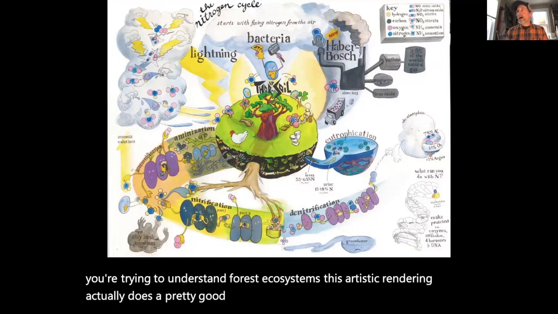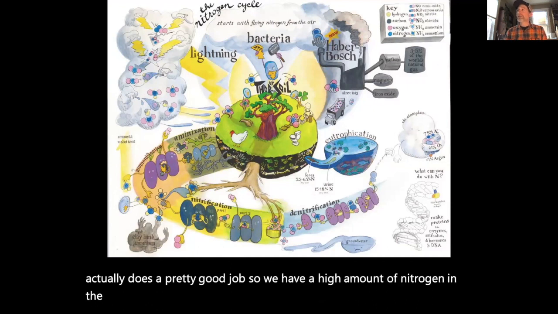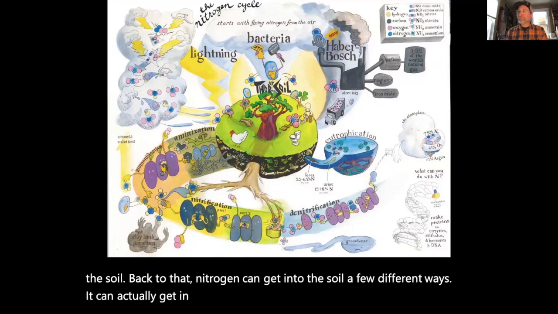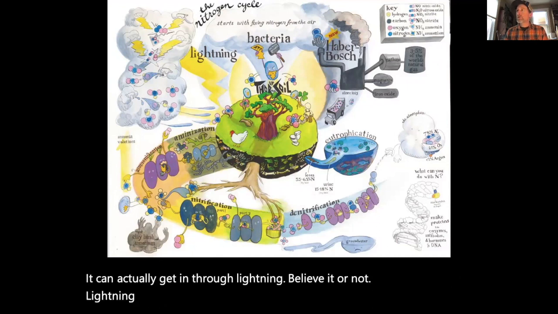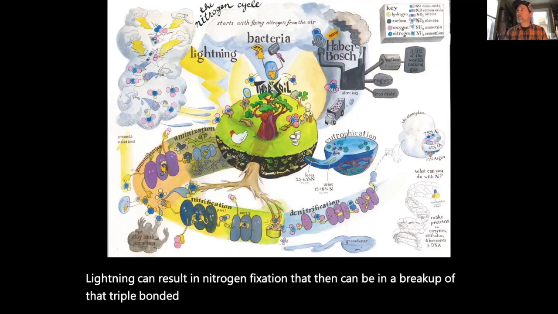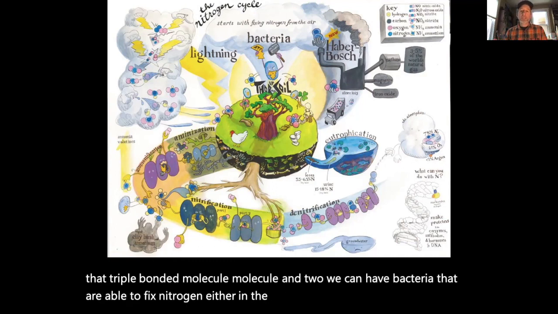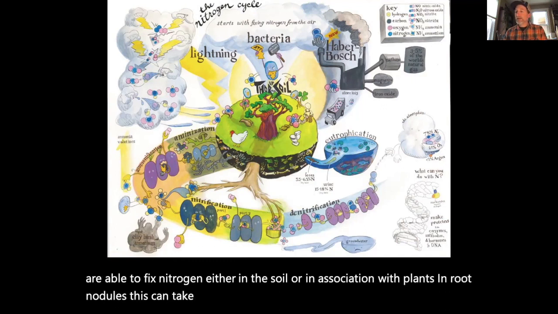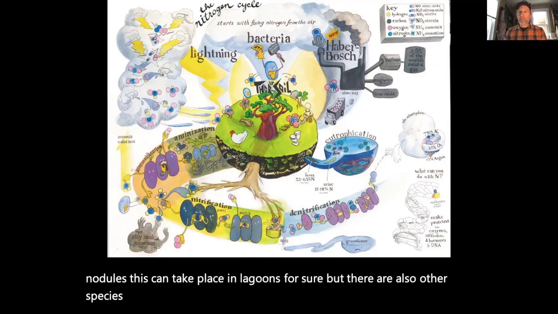So we have a high amount of nitrogen in the soil. Back to that. Nitrogen can get into the soil a few different ways. It can actually get in through lightning, believe it or not. Lightning can result in nitrogen fixation, a breakup of that triple bonded molecule N2. We can have bacteria that are able to fix nitrogen, either in the soil or in association with plants in root nodules. This can take place in legumes for sure, but there are also other species like ceanothus and alder that also are involved in nitrogen fixation.